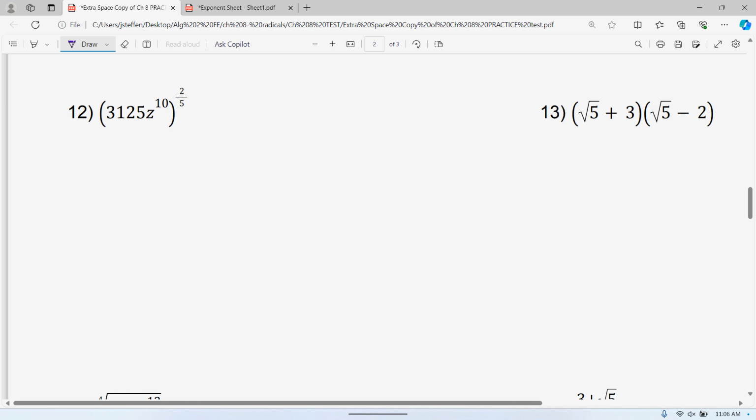Number 12. There is that property that if you have any multiplication problem that's raised to an exponent, that exponent goes to both the number and the variable. So we do that same thing here. That 2/5 goes to my number and my variable. So we have raised to the 2/5.